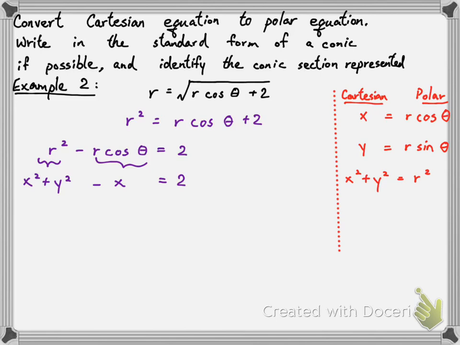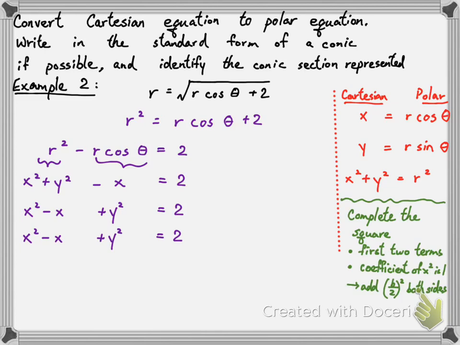Now we can write it in the standard form of the conic section by arranging the terms so that all the x's are together and the y's are together and the constant is on the right side. Then we can use the method of completing the square, for which we need the first two terms together on one side of the equation.